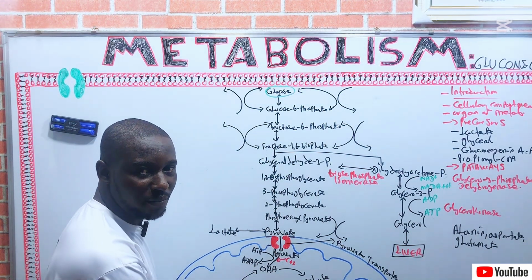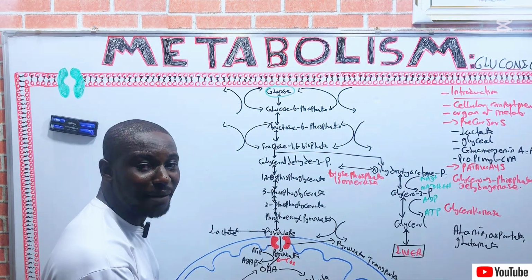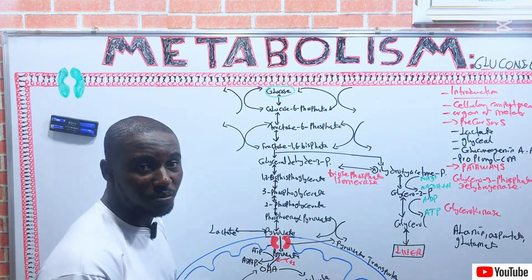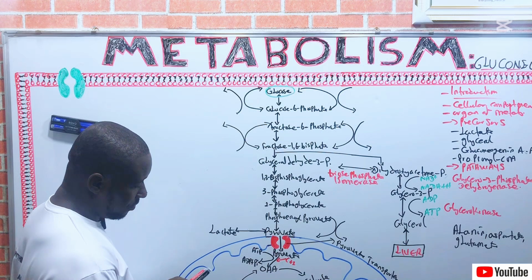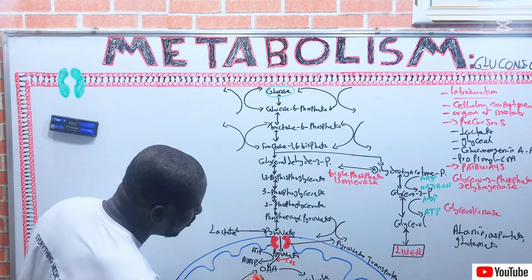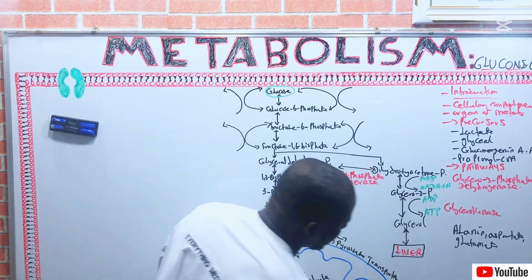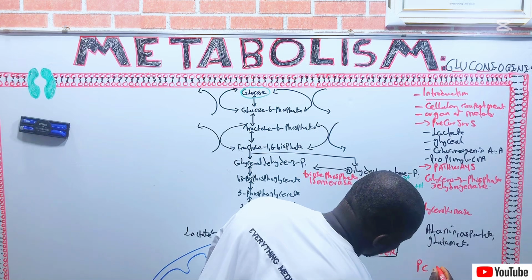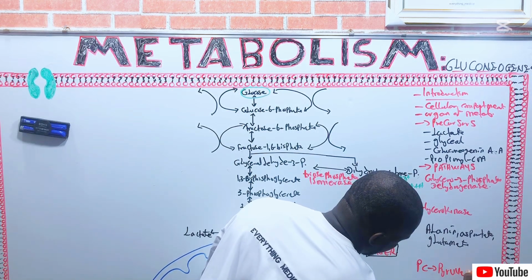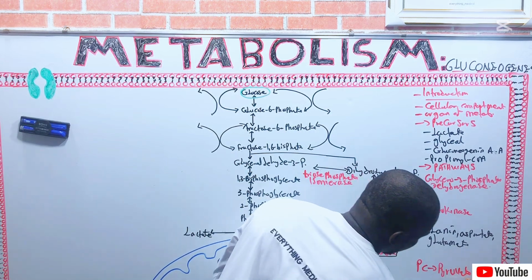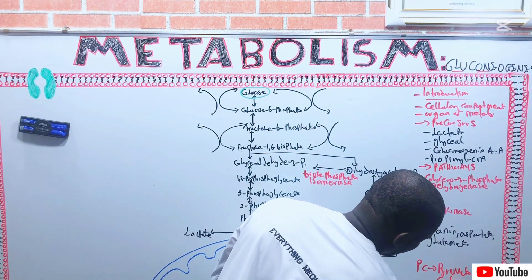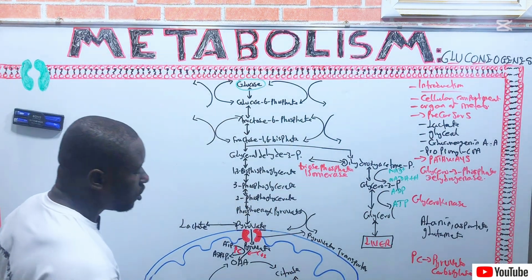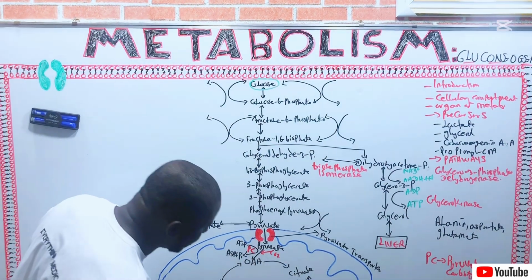So pyruvate will be carboxylated to form oxaloacetate by an enzyme called pyruvate carboxylase, or pyruvate carboxykinase, because CO2 is added. So it is a CO2 fixation reaction. Pyruvate carboxylase or pyruvate carboxykinase, whichever one, it is the same enzyme. So this is the first step of gluconeogenesis.